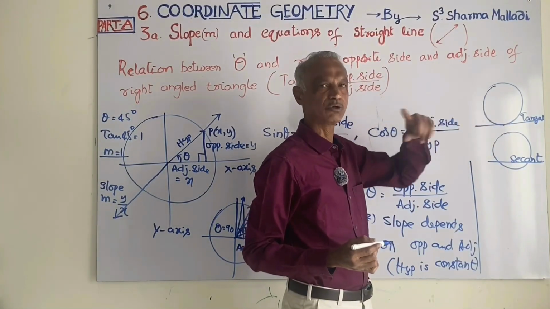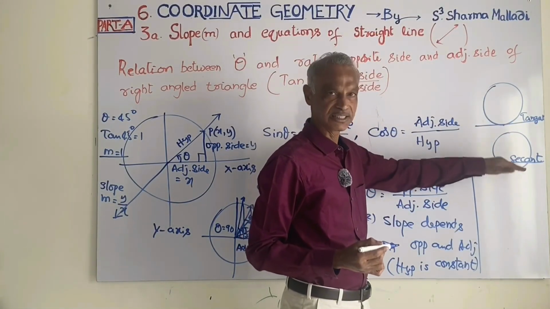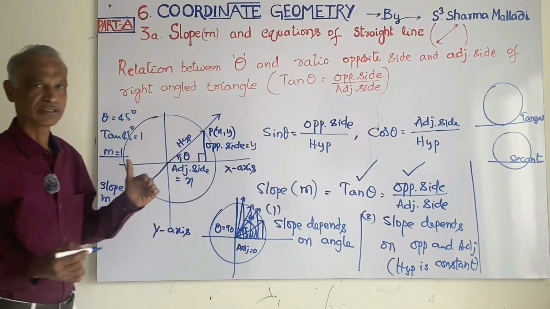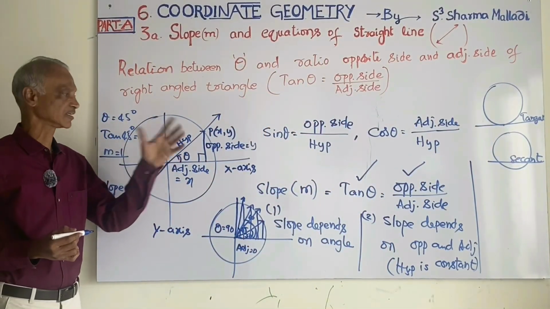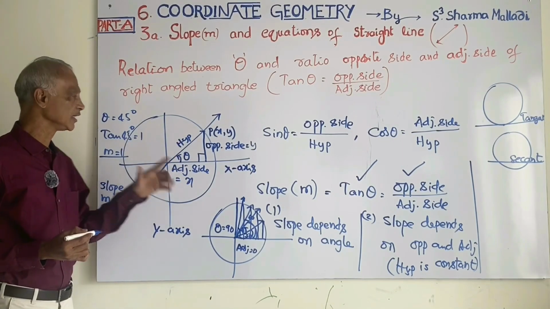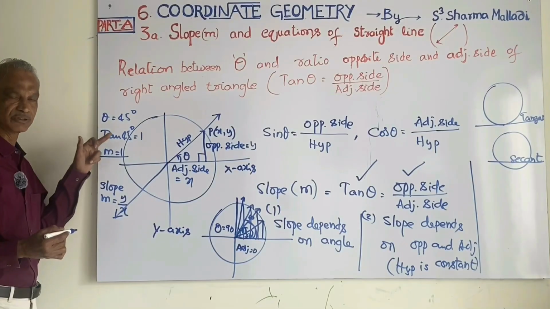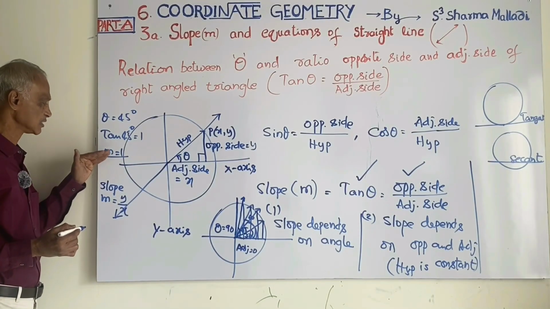A tangent touches the circle at only one point, but a secant touches the circle at two points. That is where the name tan came from, tangent. If theta is given, theta is equal to 45, you can find the slope. Tan 45 is equal to 1, so the slope is 1.